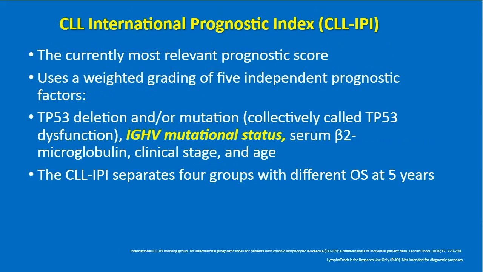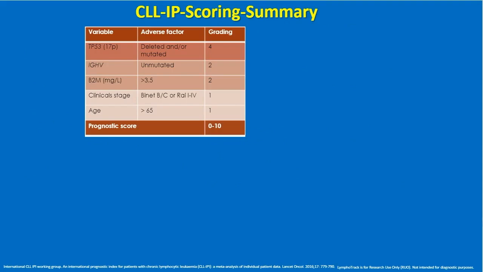The CLL International Prognostic Index is the most widely used scoring system for managing CLL patients. It is a weighted grading of 5 independent prognostic factors: TP53 deletion and mutation, together called TP53 dysfunction, IGHV mutation status, serum beta-2 microglobulin, clinical stage, and age. This scoring system can help group patients into 4 different groups with different overall survival at 5 years. The scoring systems are shown here.